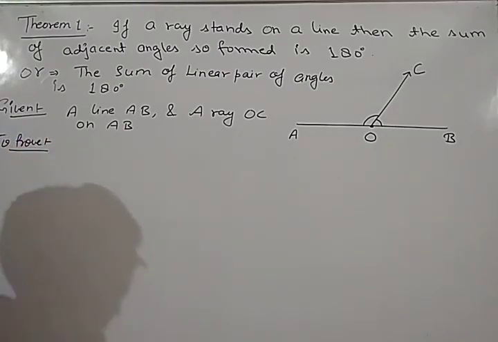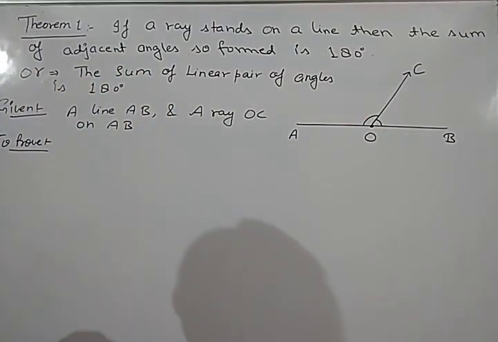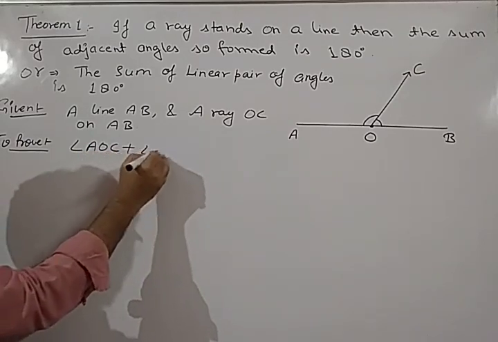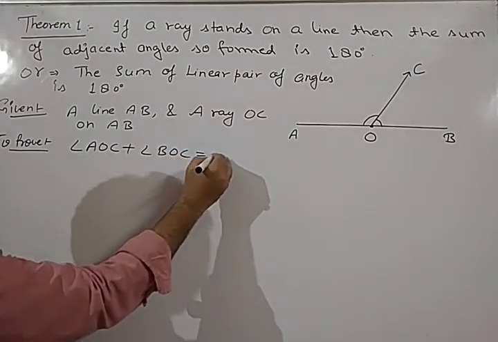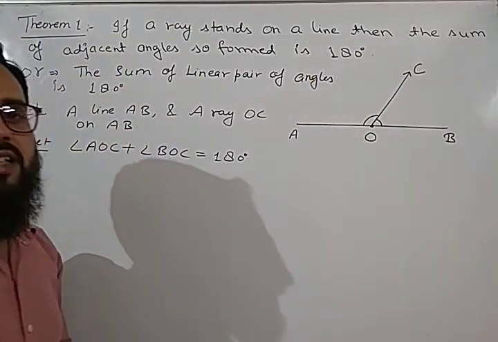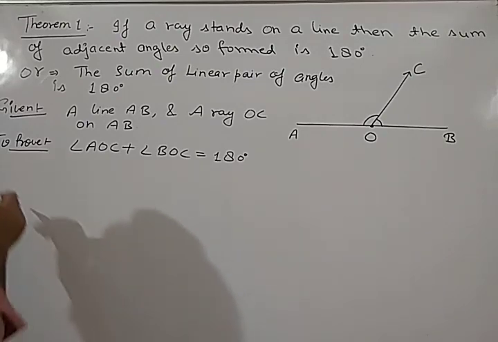What we have to prove? We have to prove that the sum of these adjacent angles is 180 degrees. So what will we write here? We will write angle AOC plus angle BOC is equal to 180 degrees, because these two angles are adjacent angles. Now the third step.